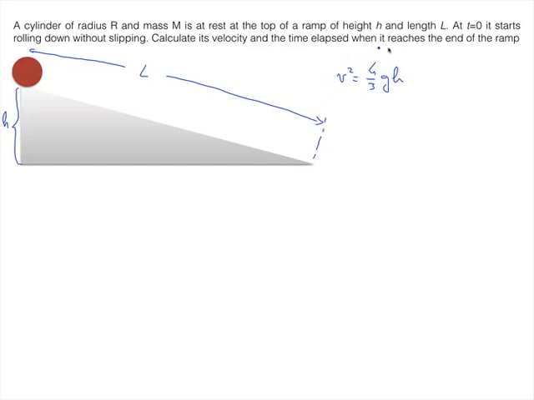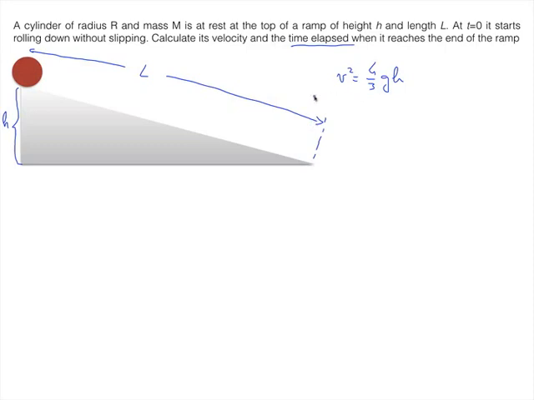Now in this second part of the video we are going to derive the time elapsed when the cylinder reaches the end of the ramp. I have written again here the expression that we have got, relating the square of the velocity in the final instant with the height that the cylinder has gone down from the top of the ramp.